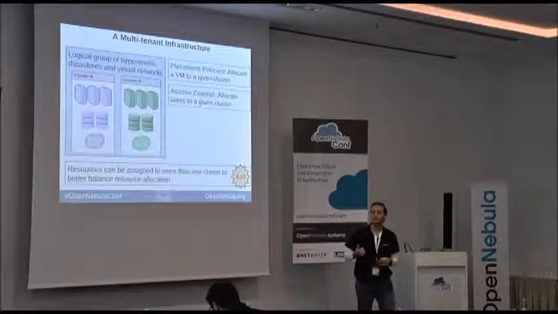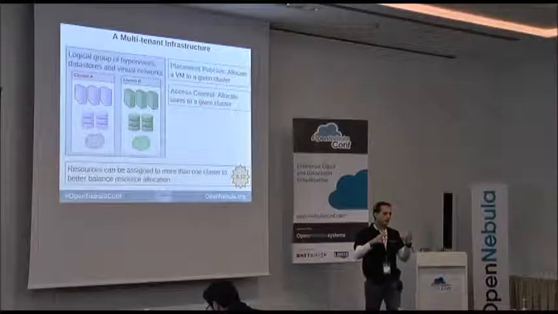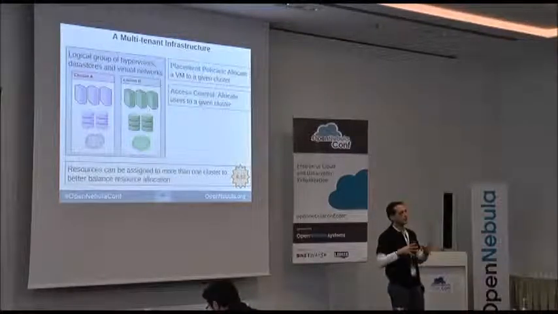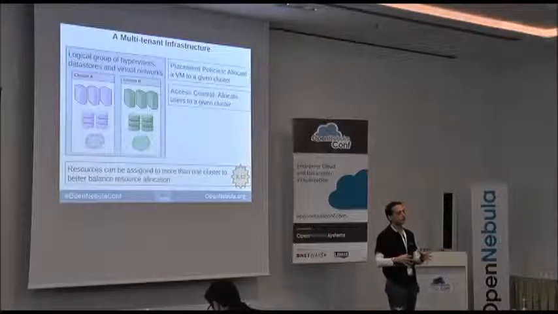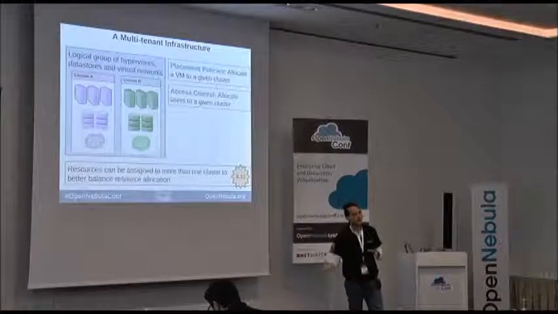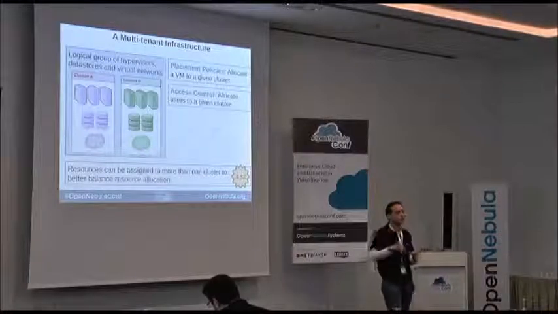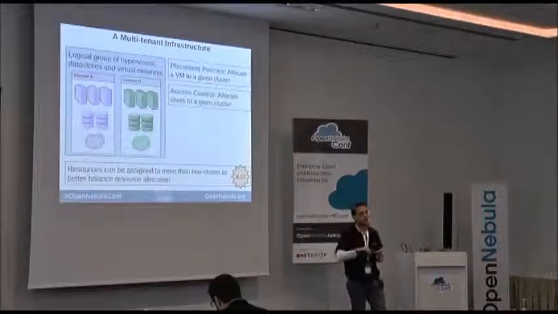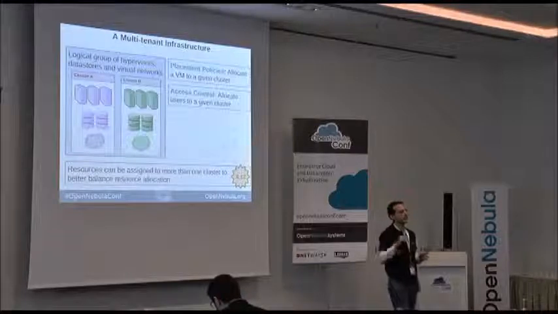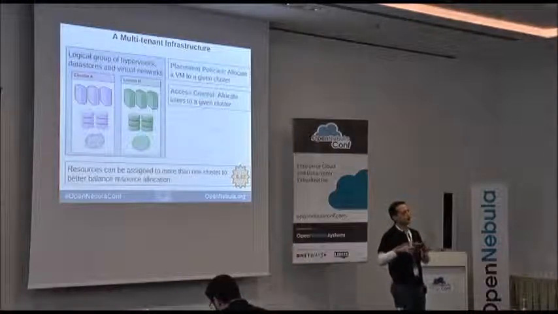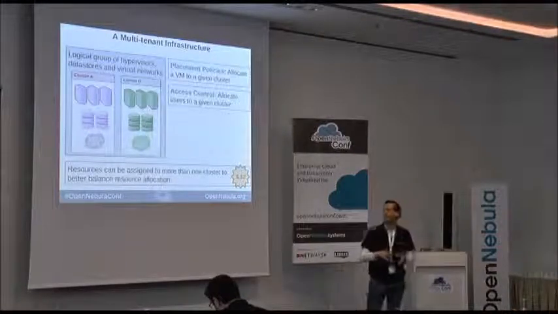The first one is placement policies. If you have clusters, you can establish allocation policies so that a given set of virtual machines are going to run only in a given set of hypervisors, or they can use only a given set of virtual networks, or they can use only a given set of images for the virtual disk, right?